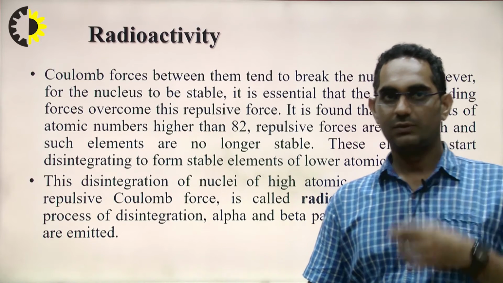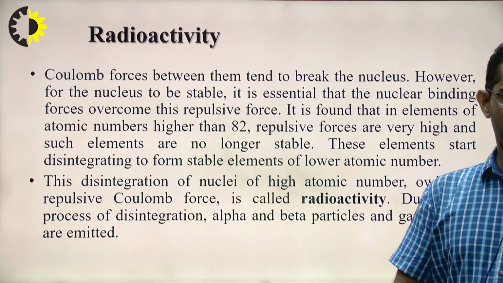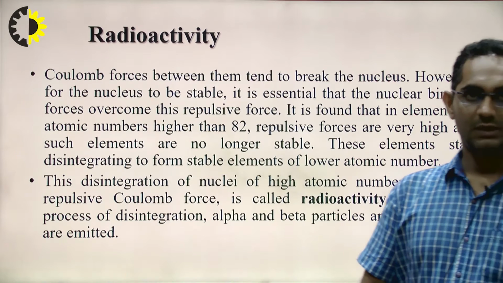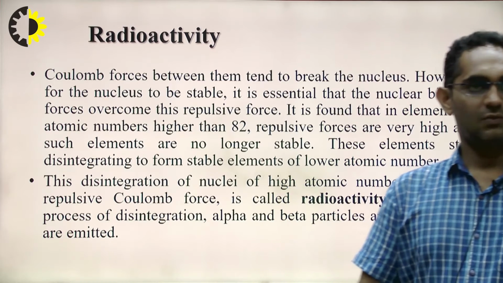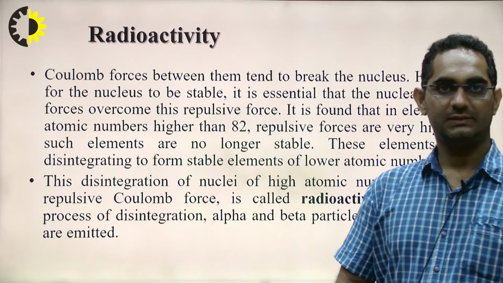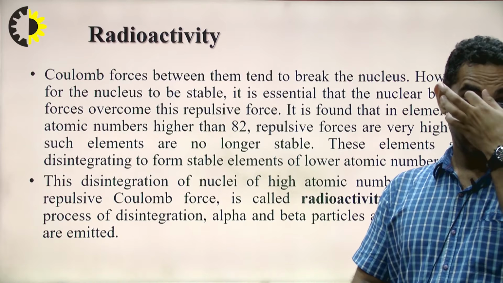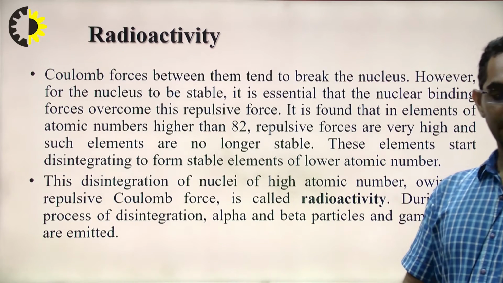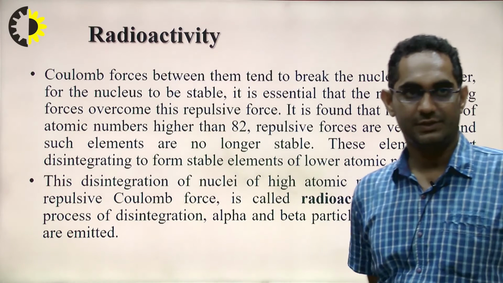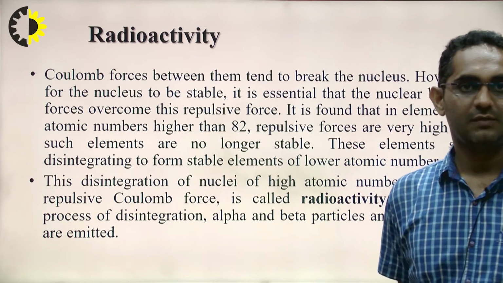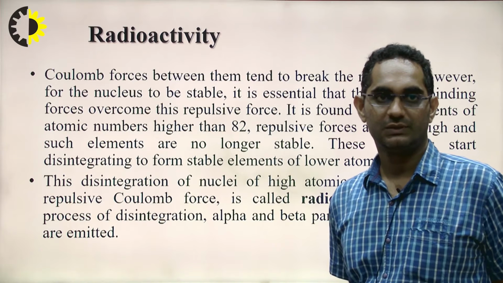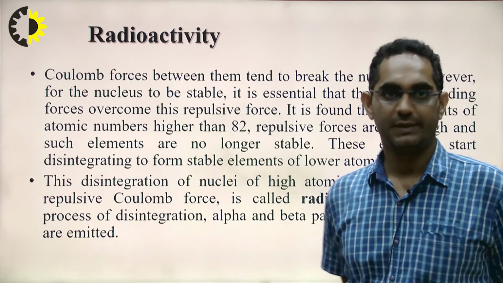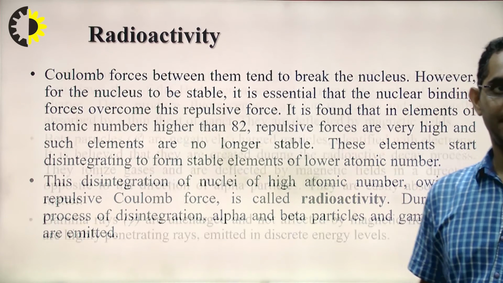and it is found that in elements of atomic numbers higher than 82, the repulsive forces are very high, and such elements are no longer stable. These elements start disintegrating to form stable elements of lower atomic number. This disintegration of nuclei of high atomic number owing to repulsive Coulomb force is called radioactivity, and during the process of disintegration, alpha and beta particles and gamma rays are emitted.